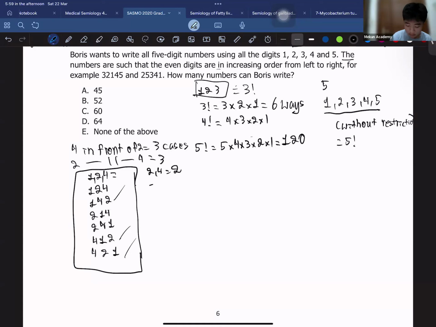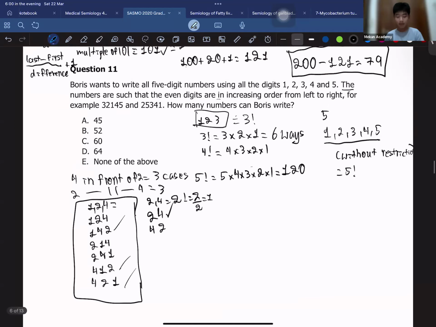So we have to do 2 factorial, which is 2. In real numbers, we have 2, 4 and 4, 2. The case that we need is 2, 4, which is 2 in front of 4. Am I right? So in here, the case that we need, we do 2 divided by 2, which is 1 case. Okay, so it is the same.